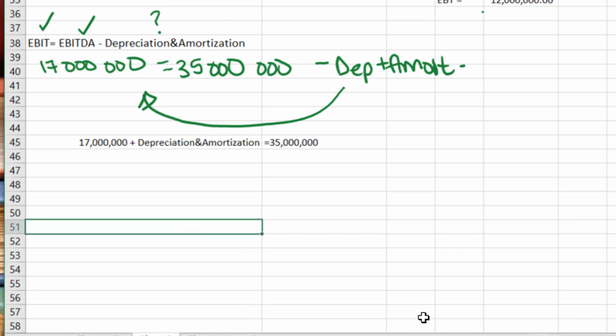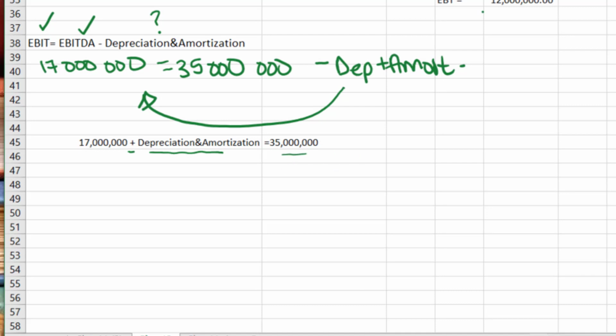Okay, so if I'm looking at this equation and I want to move this depreciation and amortization over to the other side of the equation, I'm going to take it from a negative and make it positive. So when I move it over, it'll start to look something like this. 17 million plus depreciation and amortization equals 35 million.